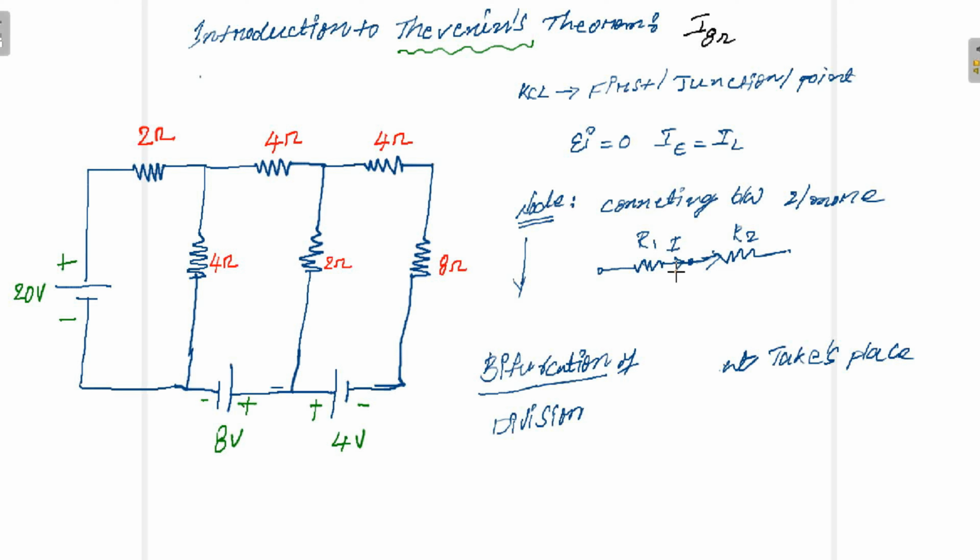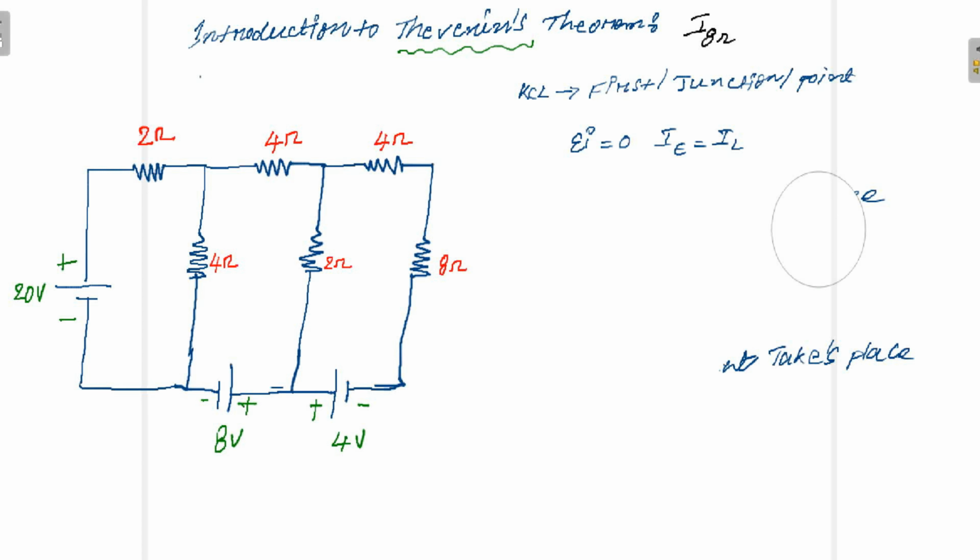Already we have considered essential nodes and non-essential nodes. This is called a non-essential node. So while applying KCL, we have to consider the node definition in the strict sense, that is, essential nodes only. This is a very important point. A node is a point where bifurcation of current takes place.